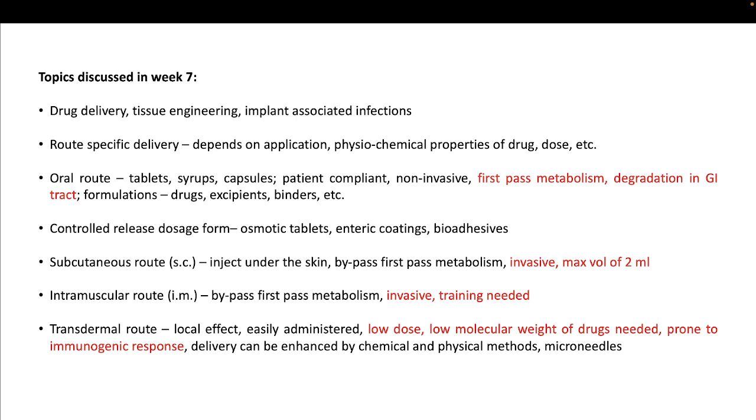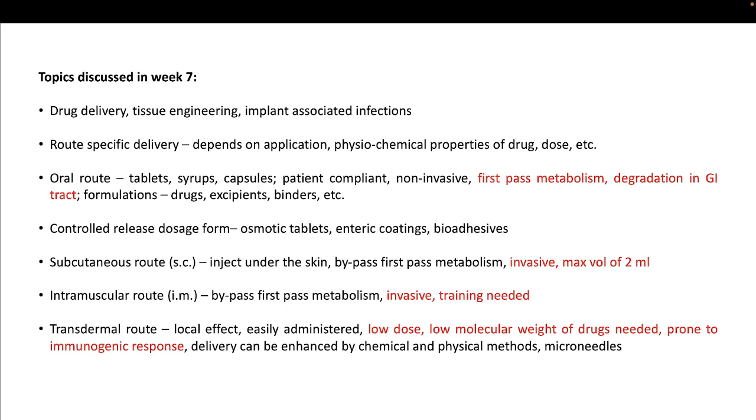So for example, if you have a patient and you don't know which route to go ahead with, then that question depends on certain factors, such as, first of all, depending on the application. For example, if your patient has a skin injury and there's a skin infection, then for that you'll most probably go for a transdermal application. So depending on this, wherever your injury is, wherever you want your drug to be localized, that's the route you'll decide. Next, it also depends on the physiochemical properties of the drug.